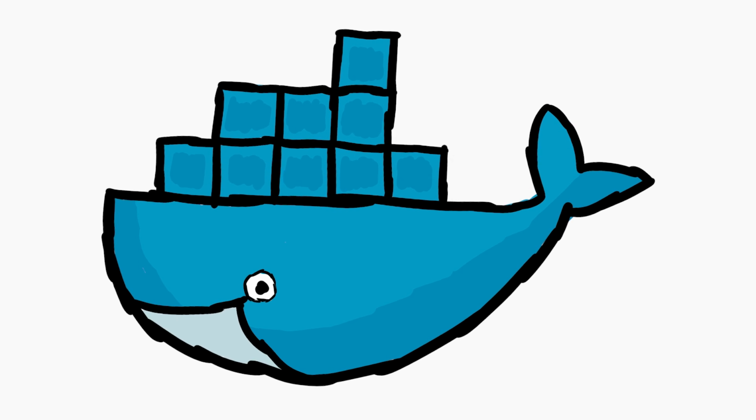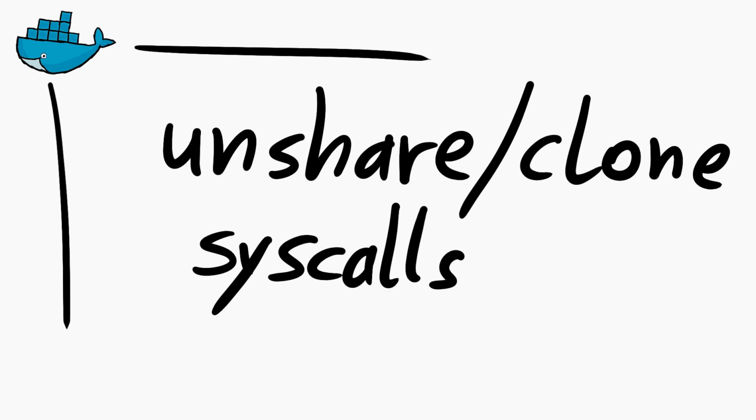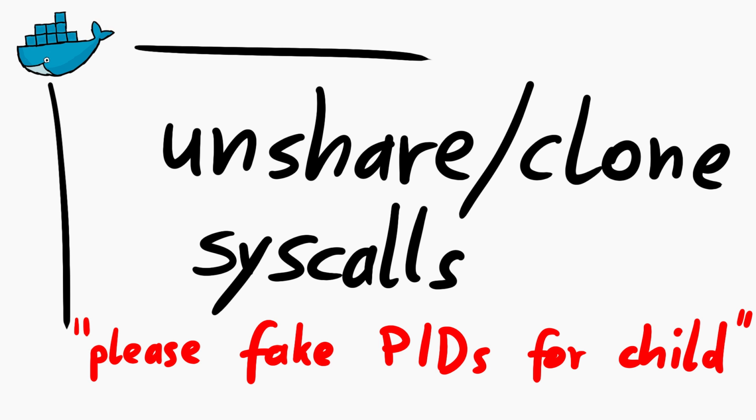containerd and runC are just components to interface with all that. And in the end, it comes down to these syscalls that tell the kernel, please fake a new process ID or fake a new network for this child process.